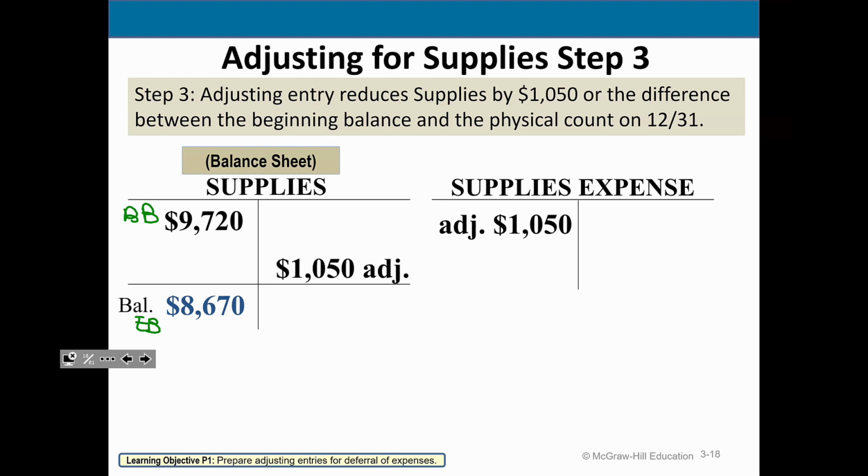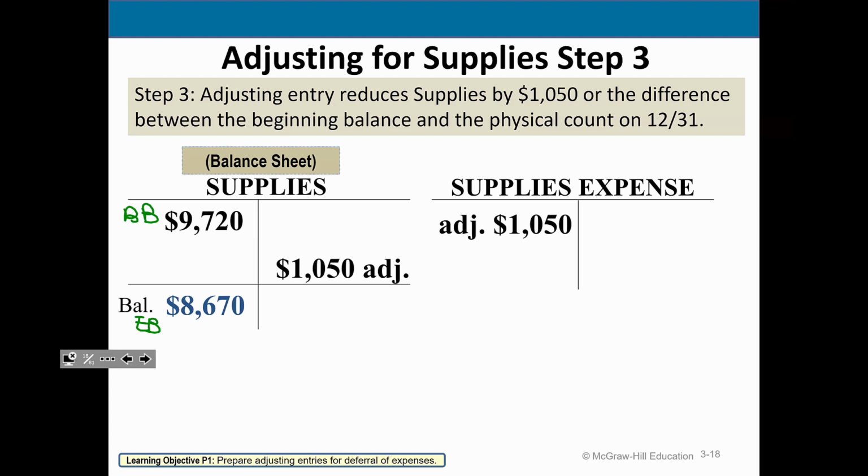So if you start with the beginning balance of 9,720 and then you have an ending balance that I give you because I went and counted all this stuff, then you know you're going to have to reduce it, because it's going down by 1,050. We did some of these in our T accounts. Would you be able to do this in Excel? Yeah, just a subtraction. Equals minus, you get the amount.